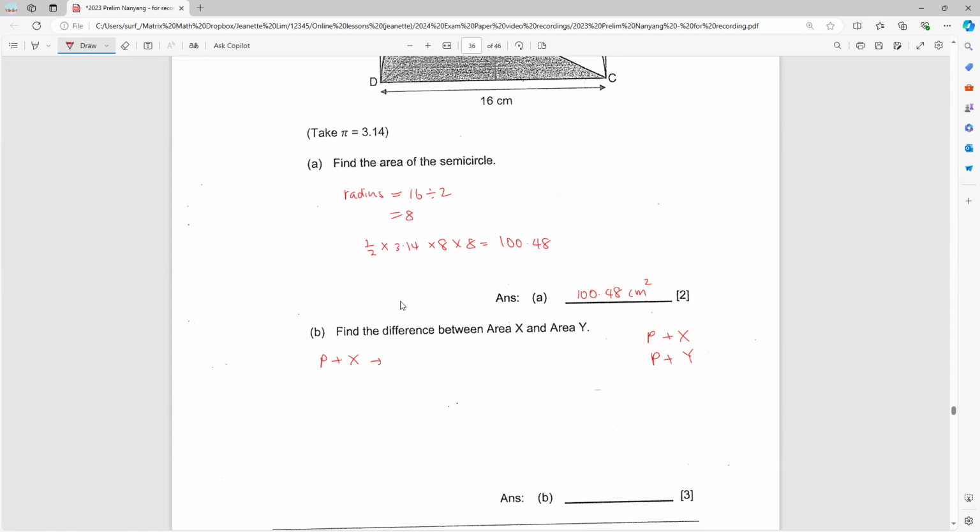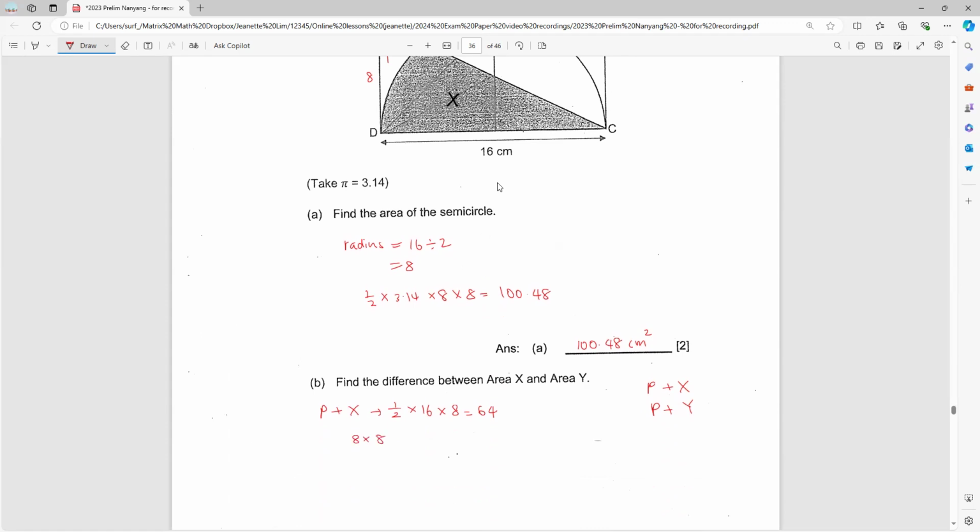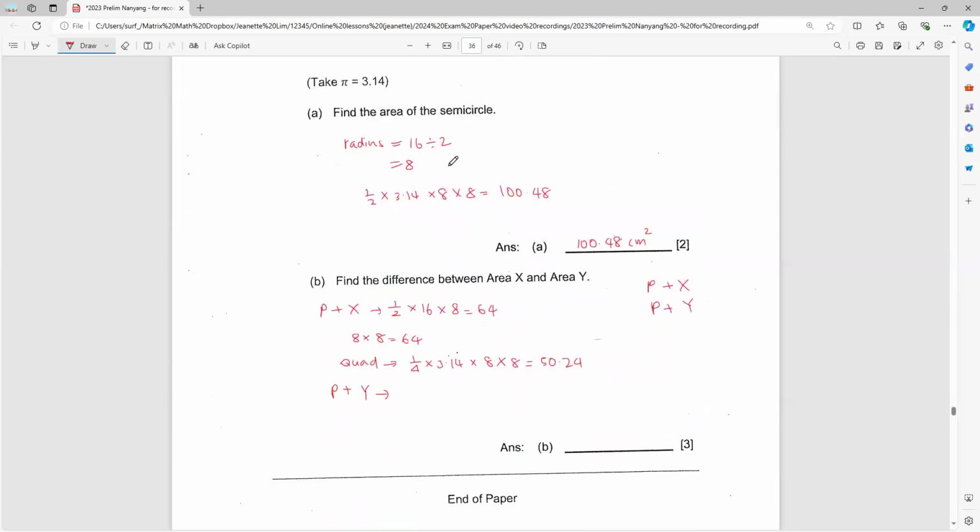P plus X is 64. Now to find P and Y, I will take square minus quadrant. The square is 64. The quadrant is a quarter times pi times radius times radius, which is 50.24. So to find P and Y, which is your boomerang, take the square minus the quadrant. So 64 minus 50.24, which is 13.76.